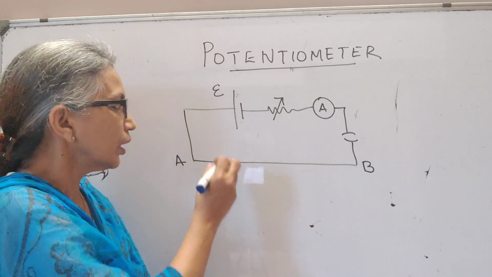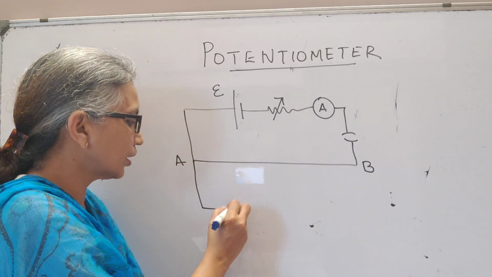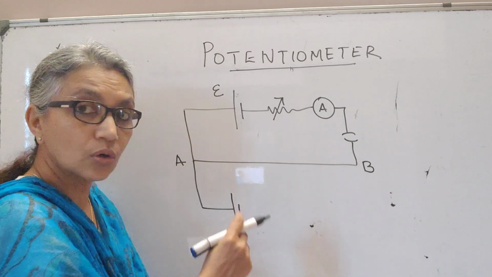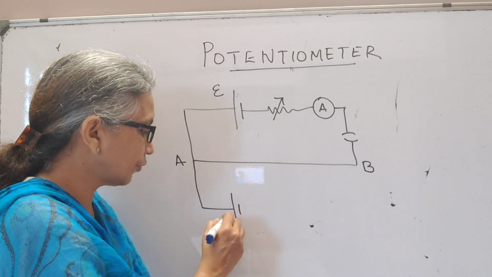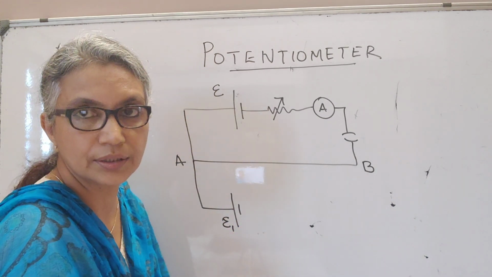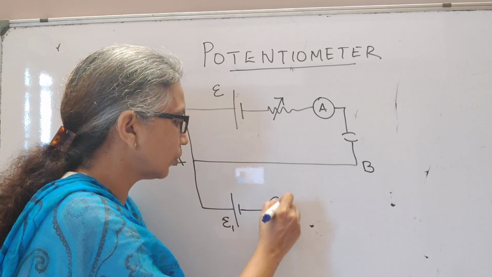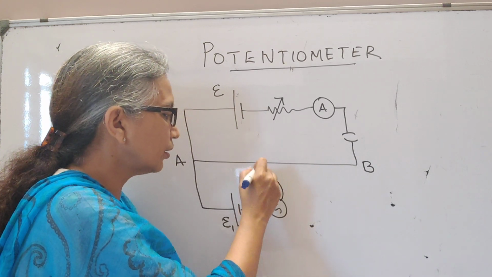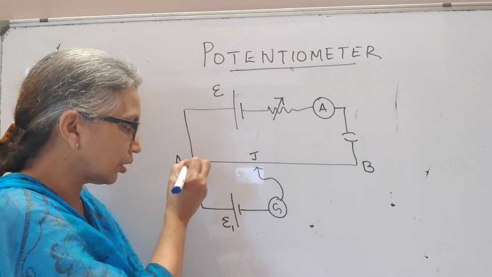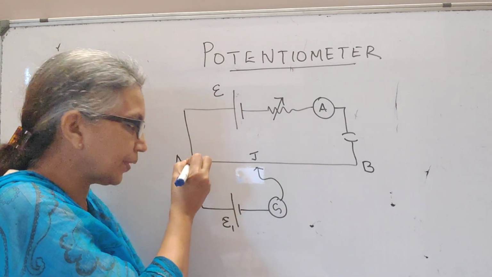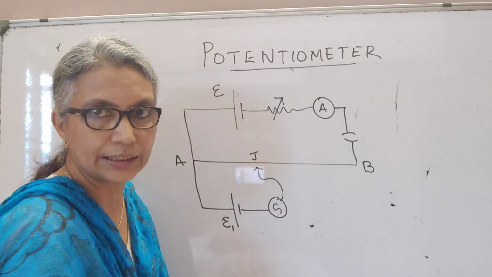potentiometer arrangement. Now it will also have a secondary circuit where you will be connecting a cell whose EMF, let's say you are asked to determine, is E1. This will be connected to a galvanometer and the other end of the galvanometer will be connected to a jockey, which you can hold in your hand like a pen, and it will make a sliding contact and you can pull it to the right.